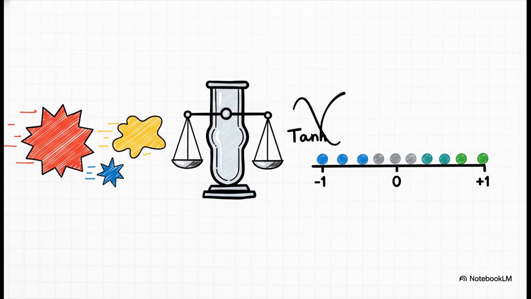Next up is tanh. You can think of it as Sigmoid's more balanced cousin. It also squashes numbers, but it squashes them into a range between -1 and +1. And this ability to represent negative, neutral, or positive signals, well, that gives it a pretty cool advantage.